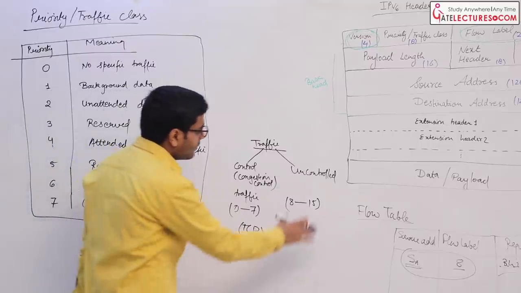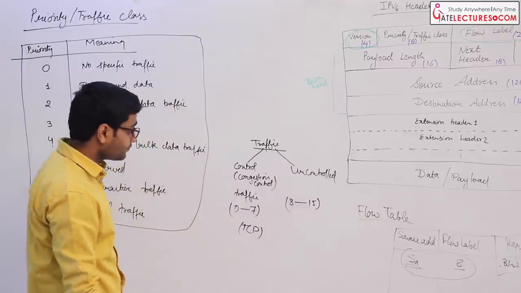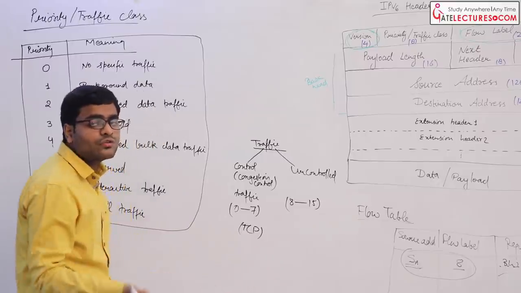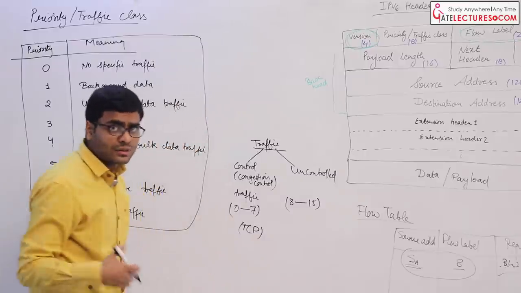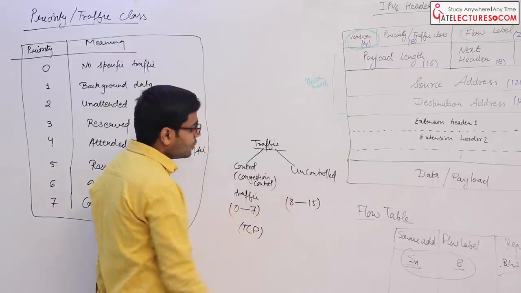And uncontrolled traffic is that, suppose in case of live streaming, the packets are not controlled. If you deliver the packet, you deliver, otherwise you will lose the traffic. There is no meaning to send the packet afterwards because there will be no use. So this is called uncontrolled traffic.